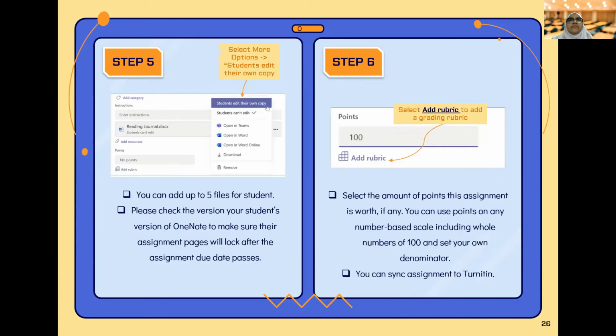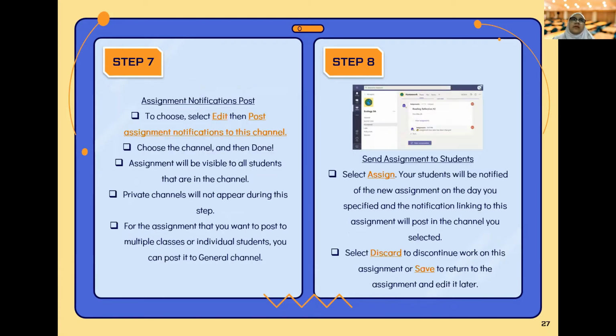Next, you can add up to 5 so the assignment notification post. To choose, select edit, then post assignment notification to this channel. Choose this channel and then done. The assignment will be visible to all students that are in the channel. But for this method, private channels will not appear during this step.